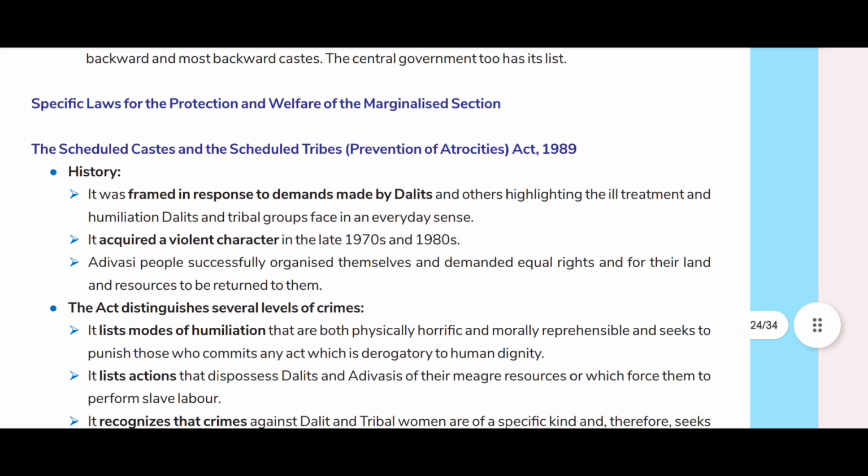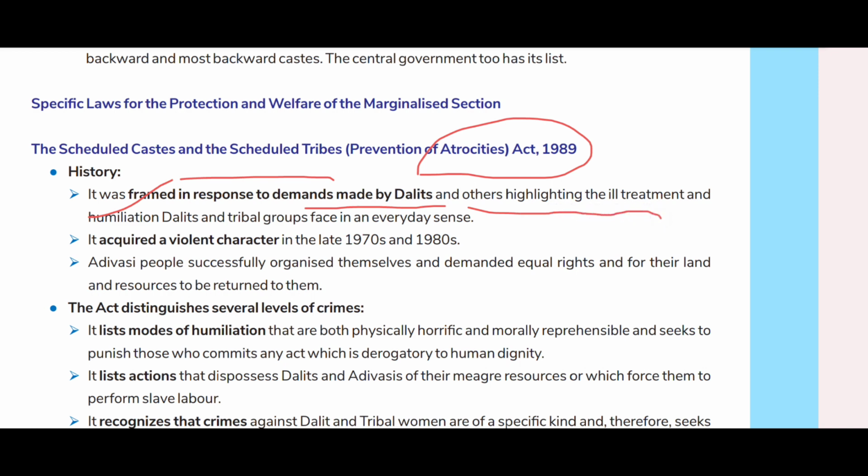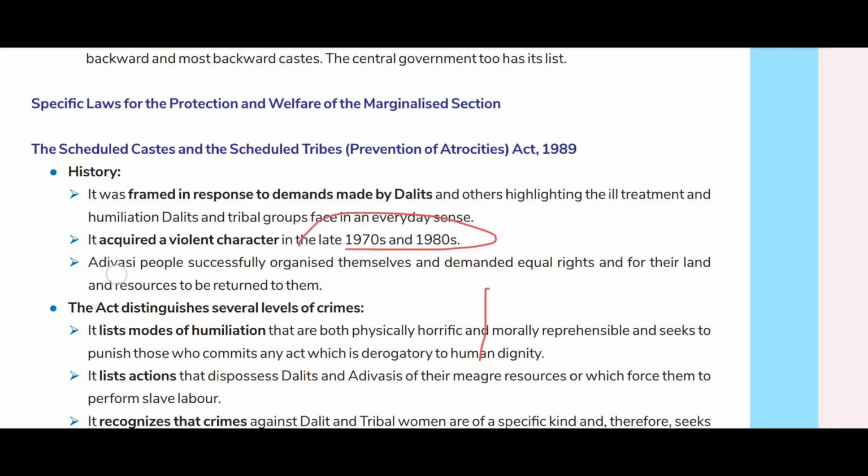Specific laws for protection and welfare of marginalized sections. The Scheduled Castes and the Scheduled Tribes Prevention of Atrocities Act, 1989. The history of this act is that it was framed in response to demands made by Dalits and others highlighting the ill treatment and humiliation that Dalits and tribal groups faced in an everyday sense. It acquired a violent character in the late 1970s and 1980s. Adivasi people successfully organized themselves and demanded equal rights and for their land and resources to be returned to them.